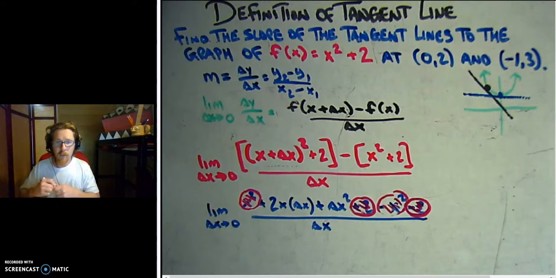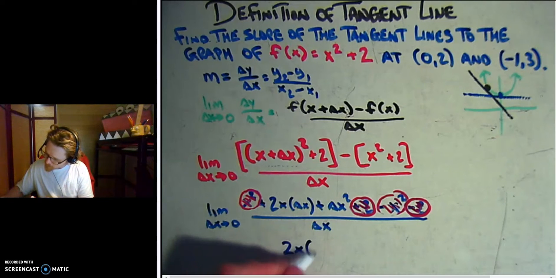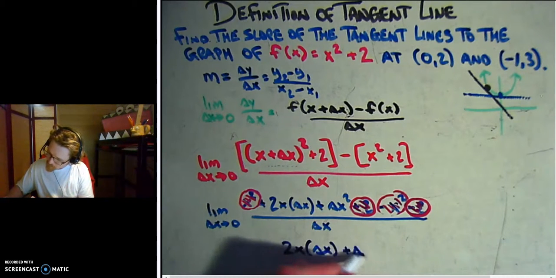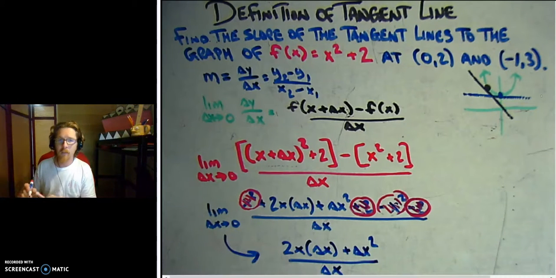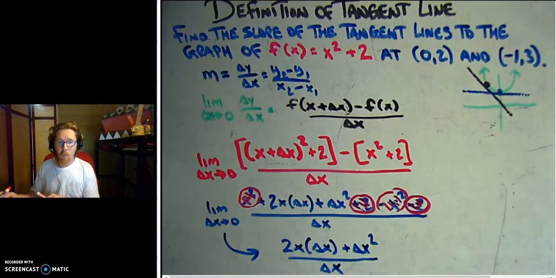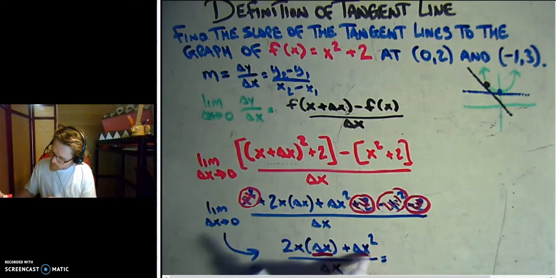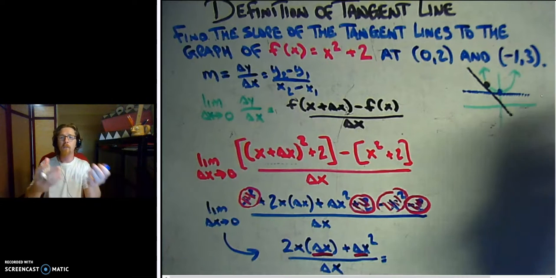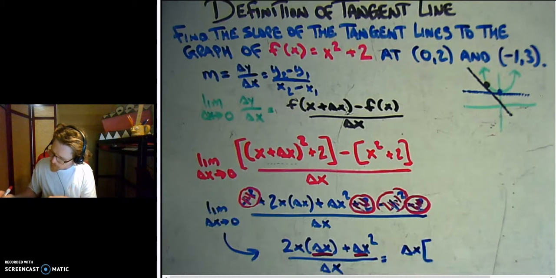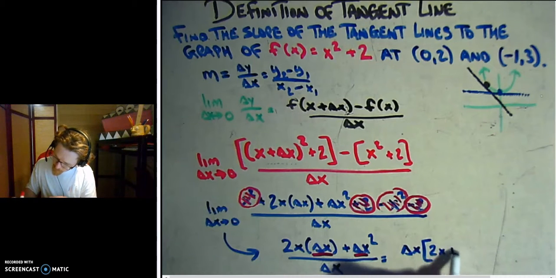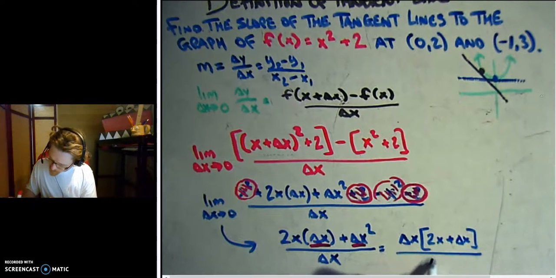And so my numerator, what I have left up there, is a 2x delta x and a delta x squared over delta x. And I'm still taking the limit as delta x approaches 0. But what I notice is I now have a common factor in my numerator. Delta x is a common factor. I can factor that delta x out. So I can take delta x, put it in the front, and I'll have a 2x plus a delta x still there. And then my denominator is still delta x.